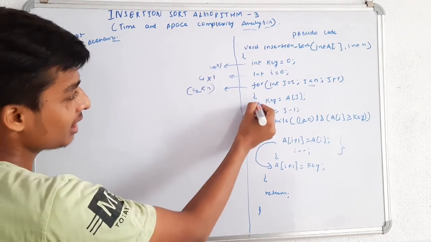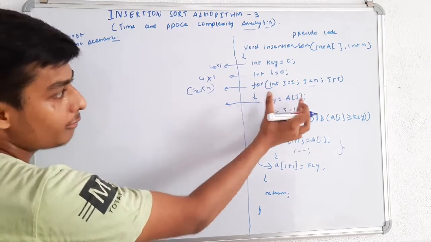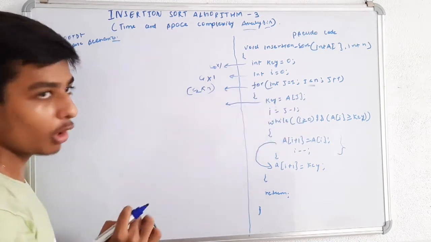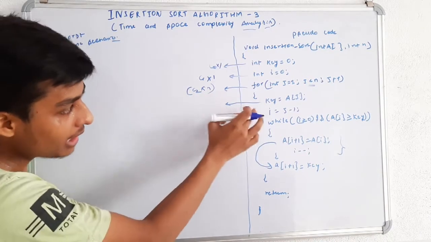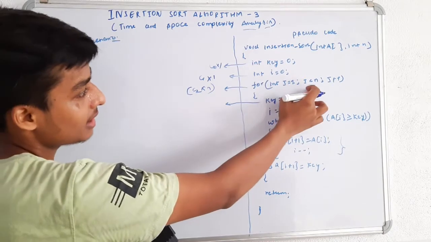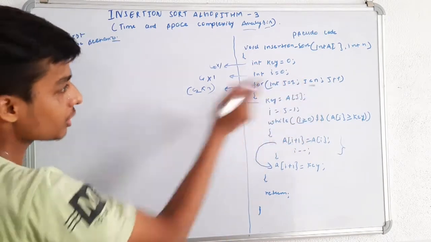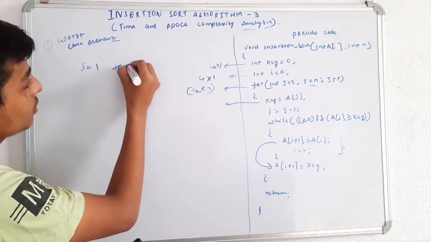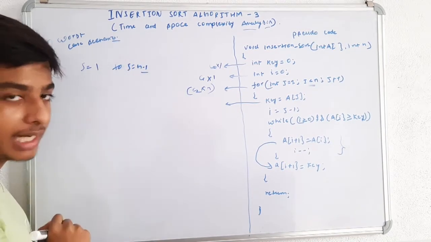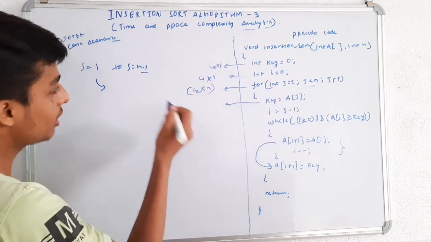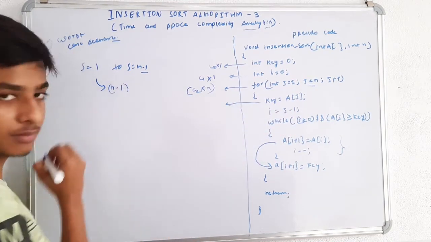Okay, so now let's see. When the for loop will be executed, that means when you will come inside the for loop, you will come inside only when this condition is satisfied. So this condition is satisfied for the values from where to where? j equals 1 to j equals n minus 1, right? So that means the total number of times it will be executed is n minus 1, right?